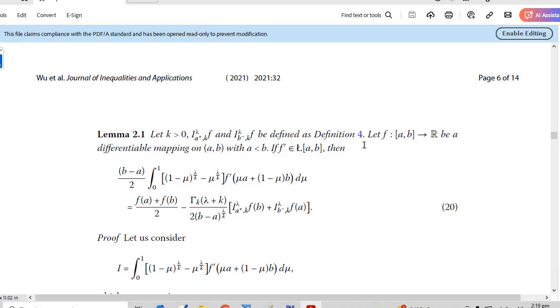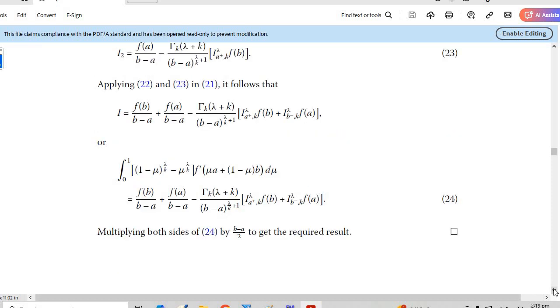carefully. So we have f as a differentiable mapping over the interval, with this condition, and f prime is integrable over the interval [a, b]. F prime belongs to L[a, b], which means the integral of f prime exists, and we have the equation given in 20. So let's begin with the proof.